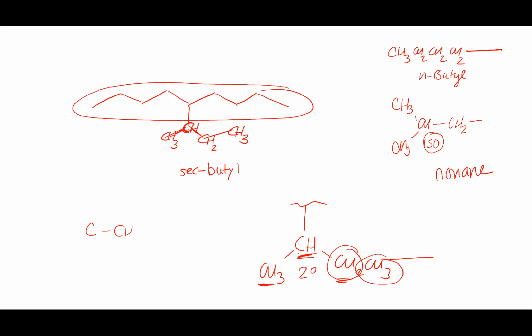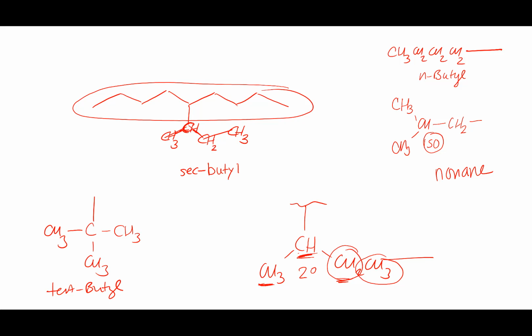Just to complete this, the last butyl group is this one. Now that's a butyl group where the carbon that's attached is what kind of carbon? It has 3 other carbons, so that makes it a tertiary butyl group.